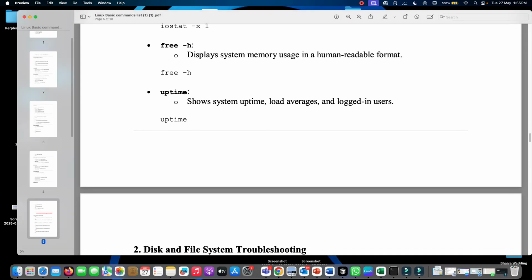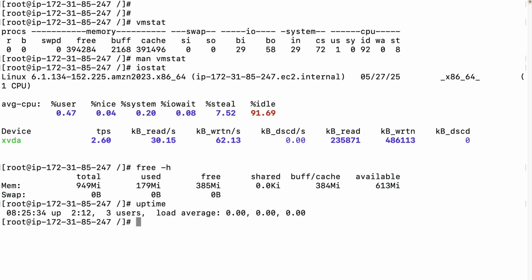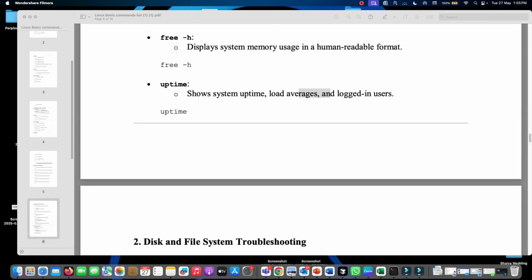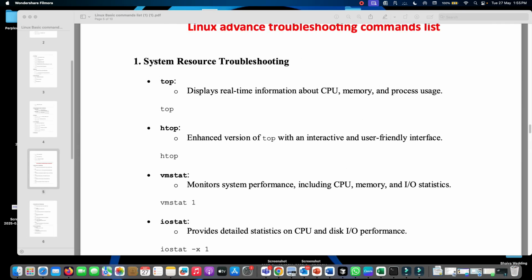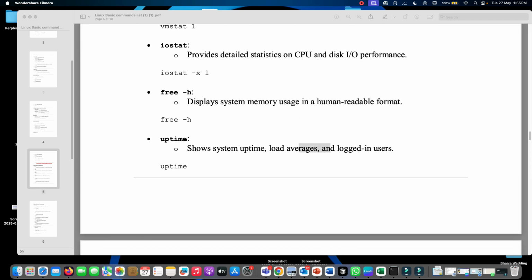Uptime shows the system uptime, load average, and the logged in users. We have also seen this in the last video. If you type uptime, we have seen how many users are there, what the load average is for 1 minute, 5 minutes, and 15 minutes, and how long our system has been up and running. So this is uptime. I hope you now know these system resource troubleshooting commands.